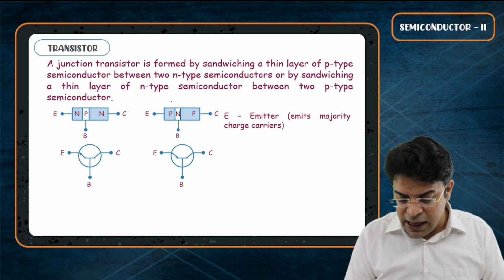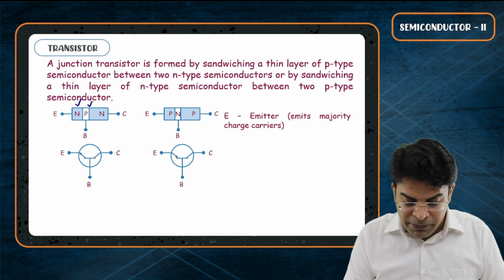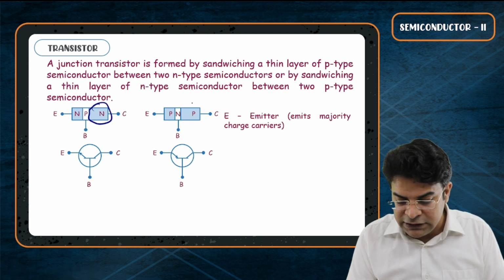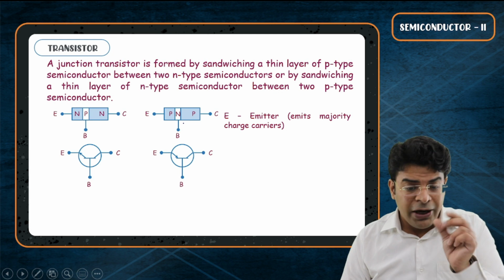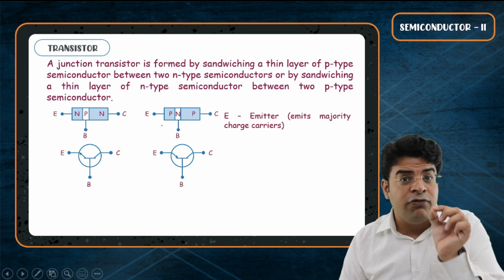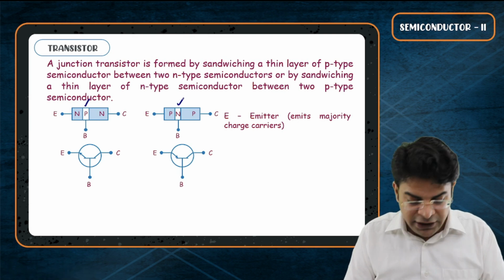So emitter should be highly doped. Second thing, beta, emitter is kept moderate in size. Out of emitter, base and collector, you can see from the diagram, collector has the highest size, emitter has moderate size, and base is purposefully made very thin. Why? We'll explain, but to understand that, base is made very thin.